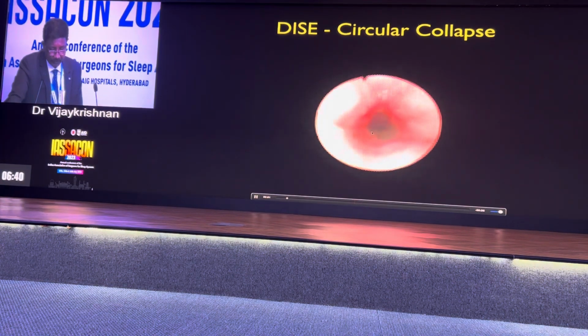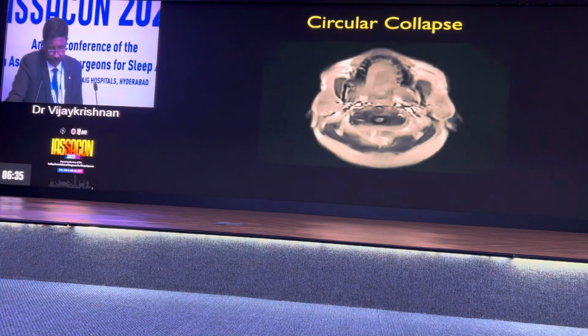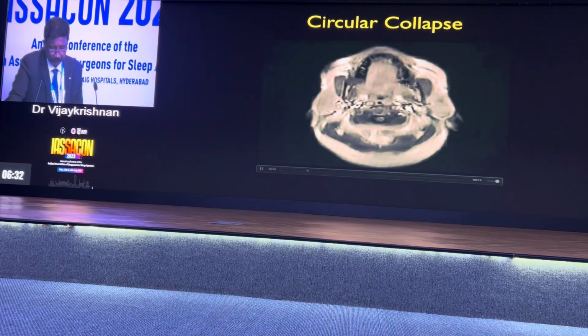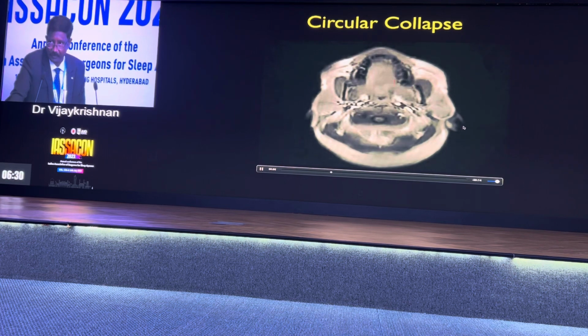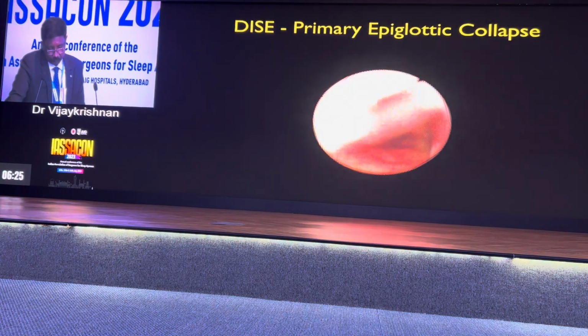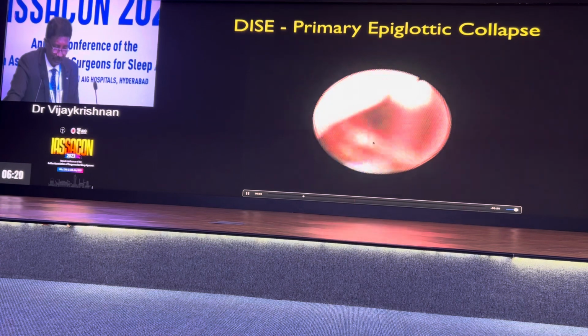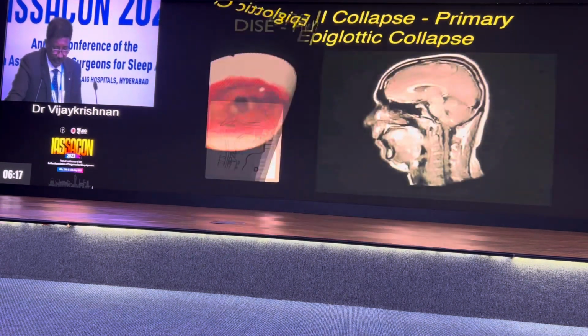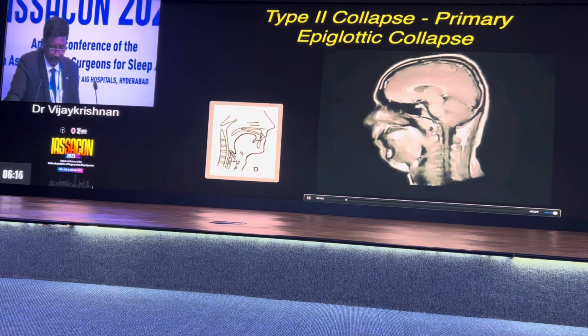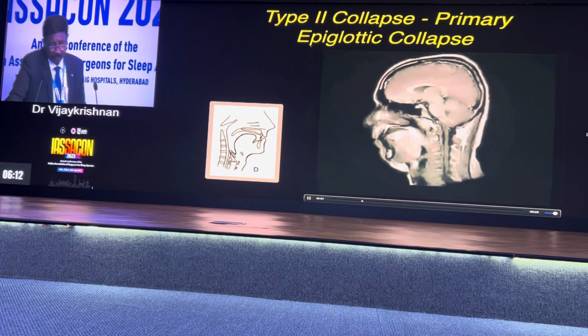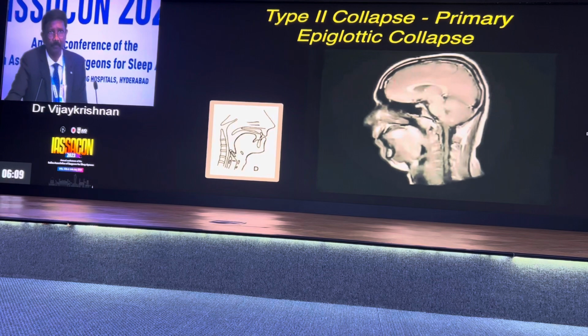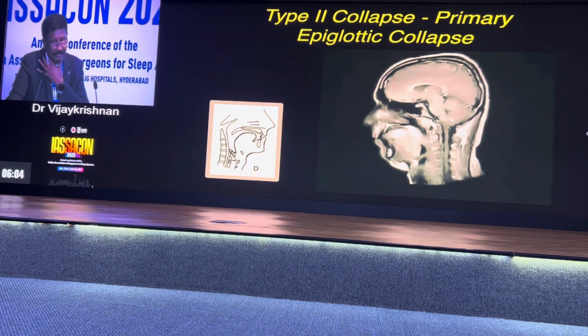And circular collapse, where both the anteroposterior and lateral walls are collapsing, and same in a dynamic MRI, you can see a circular circumferential collapse happening at the level of velum. Primary epiglottic collapse, where we can nicely see the vallecula. Same in a dynamic MRI, the vallecula has been seen, and so broadly speaking, both are complementary, and almost 90% of the diagnosis we get in dynamic MRI, we can see in DISE.